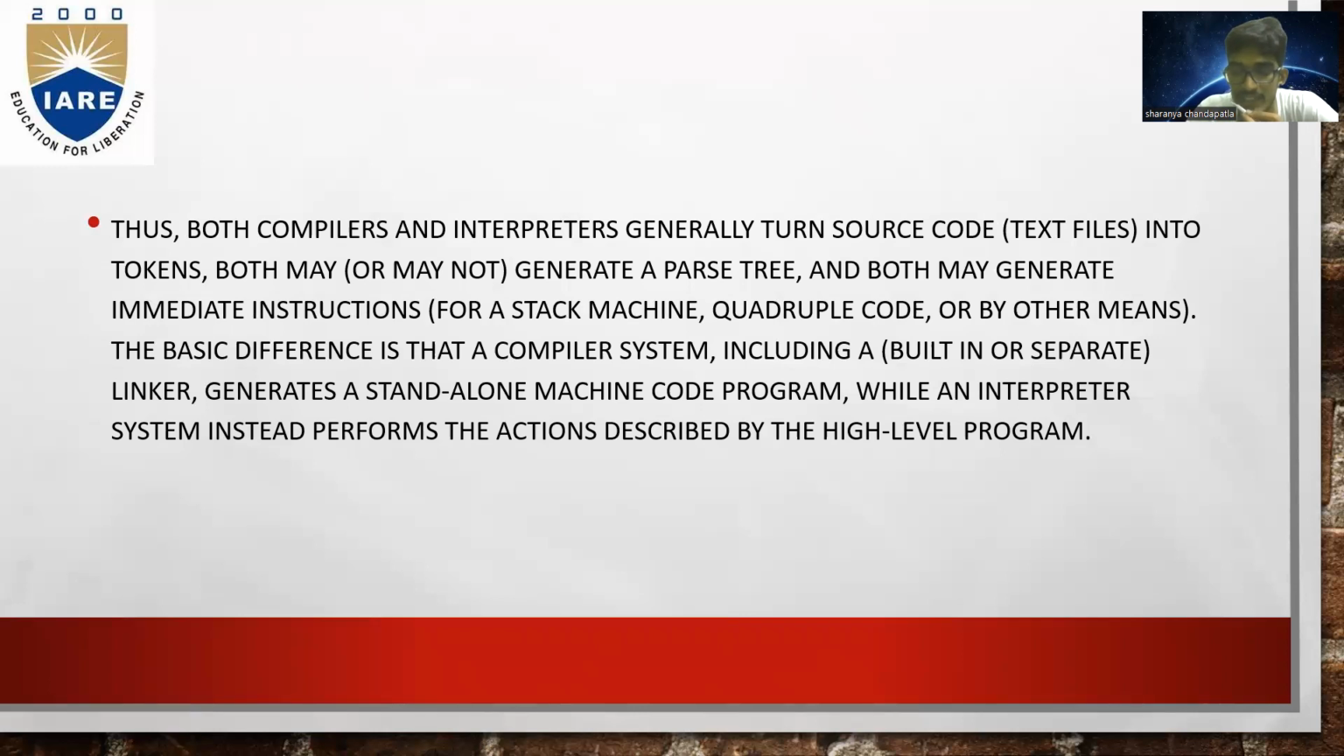So generally, the interpreter and the compiler turn the source code, which means text files, into tokens by generating a parse tree, and both may generate intermediate instructions for a stack machine, quadruple code, or by other means. The basic difference is that a compiler system, including a built-in or separate linker, generates a stand-alone machine code program, while an interpreter system instead performs the action described by the high-level program.